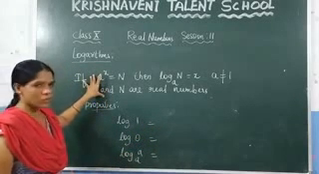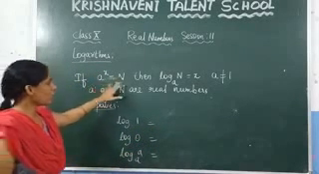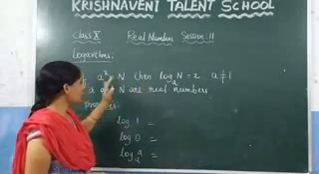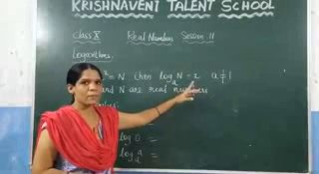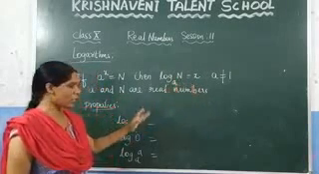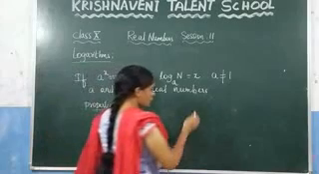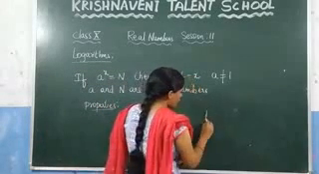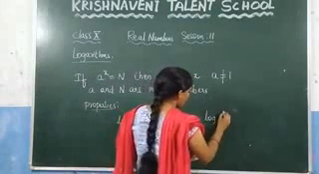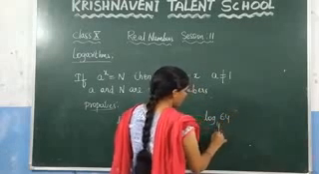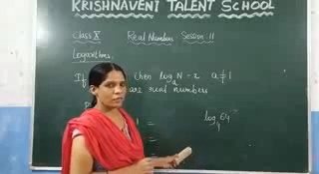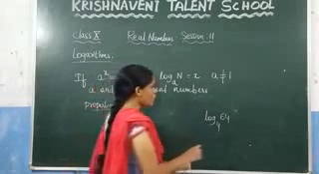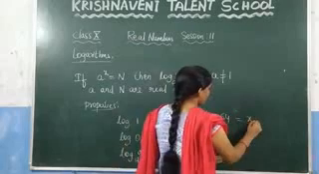This is the definition of logarithms. That means if a power x is equal to n, then we can say that log n to the base a is equal to x. And what is the condition here? a should not be equal to 1. Now suppose they ask to find log 64 to the base 4. We don't know the value of this one, so let us consider that value as x.